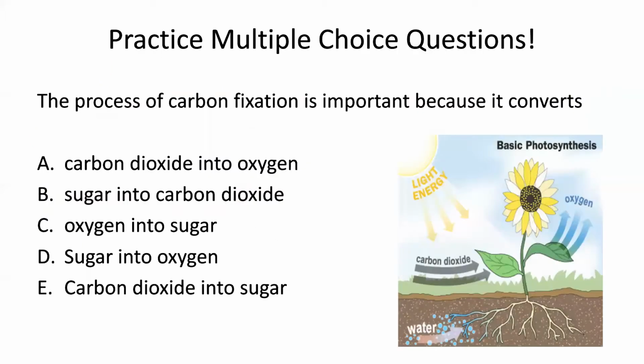So here's a practice multiple choice question for you. The process of carbon fixation is important because it converts... And if you said E, carbon dioxide into sugar, you are correct. Fixation means to take something that's inorganic and make it organic. The carbon dioxide in the air is inorganic, and once it's in the form of sugar, it's organic and we can use it.